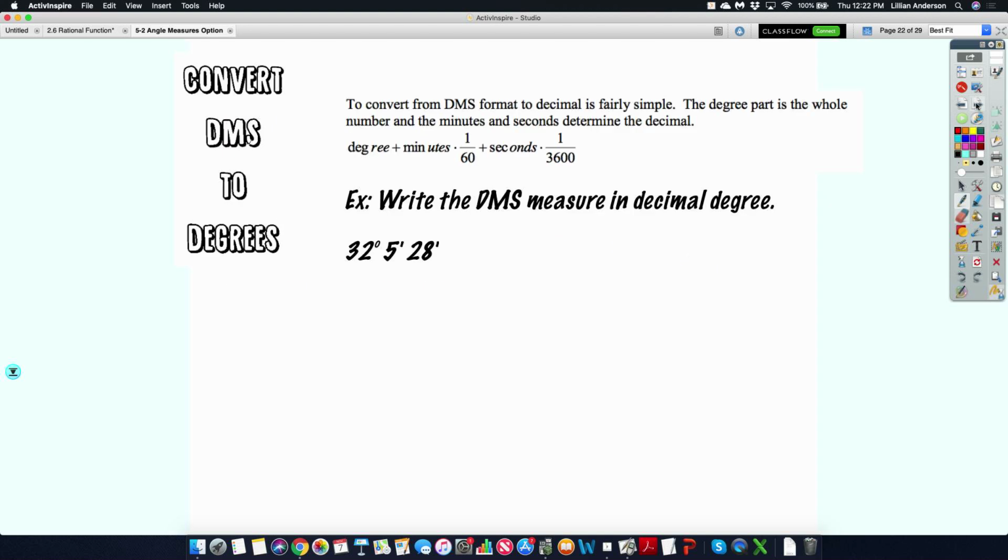Very good. Now the correct way to go from degrees, minutes, seconds to decimal degree form is you divide. I'm so sorry, y'all. You divide your minutes by 60, and then you divide your seconds by 3,600, because you do it twice: you convert from minutes and then from seconds as well. The degree stays the same. That is still 32, but you take the 5 and divide it by 60, and you add that to the 28 divided by 3,600.